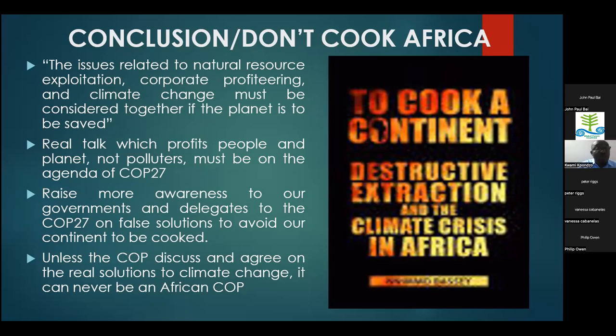Natural resource exploitation is still being promoted. Corporates are profiting from nature. That needs to be stopped. Real talk, which profits people and planet, not polluters, must be on the agenda of COP27. We need to raise more awareness among our governments and delegates to COP27 on false solutions, to avoid our continent being cooked. Now that we understand better what we call false solutions, at COP27 we need to be speaking to that frequently so our delegates also understand what we stand for. That's very important. Unless the COP discusses and agrees on real solutions to climate change, it can never be an African COP. So I will leave it here, and thank you for your attention.